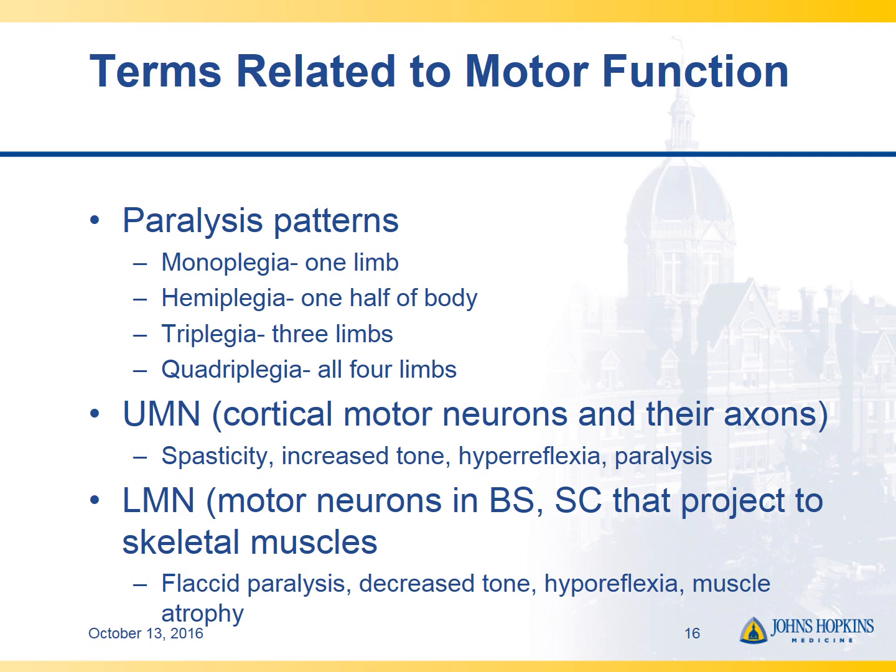Upper motor neuron lesions and lower motor neuron lesions result in a different constellation of symptoms. So upper motor neuron lesions would result in spasticity, increased tone, hyperreflexia, and paralysis, in contrast to lower motor neuron lesions, that would result in a flaccid paralysis, decreased tone, hyporeflexia, and muscle atrophy.